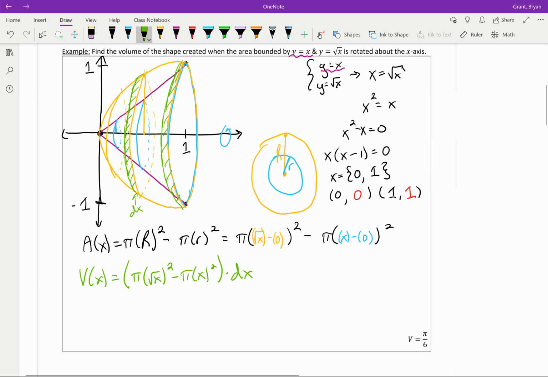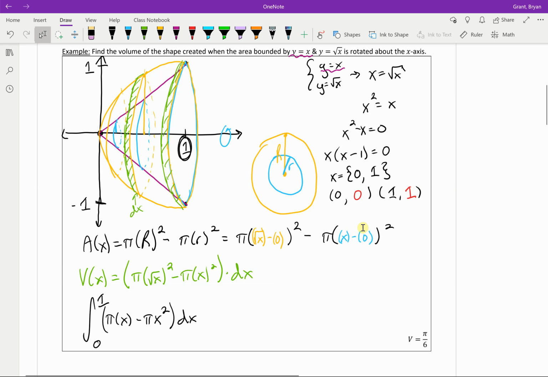We need all of them. So we're going to go ahead and integrate. To again make our life a little bit easier, let's simplify one more time. We're going to go pi times x, right, square root and square, minus pi times x squared dx from where to where? Well, I think we start with our rings at 0, an x of 0, and we end with our rings at an x of 1. I think we're looking okay.